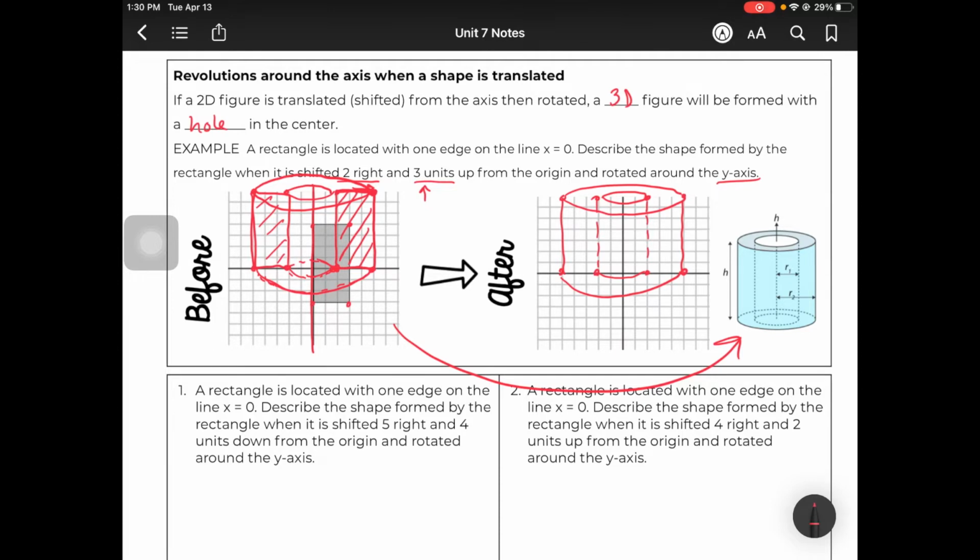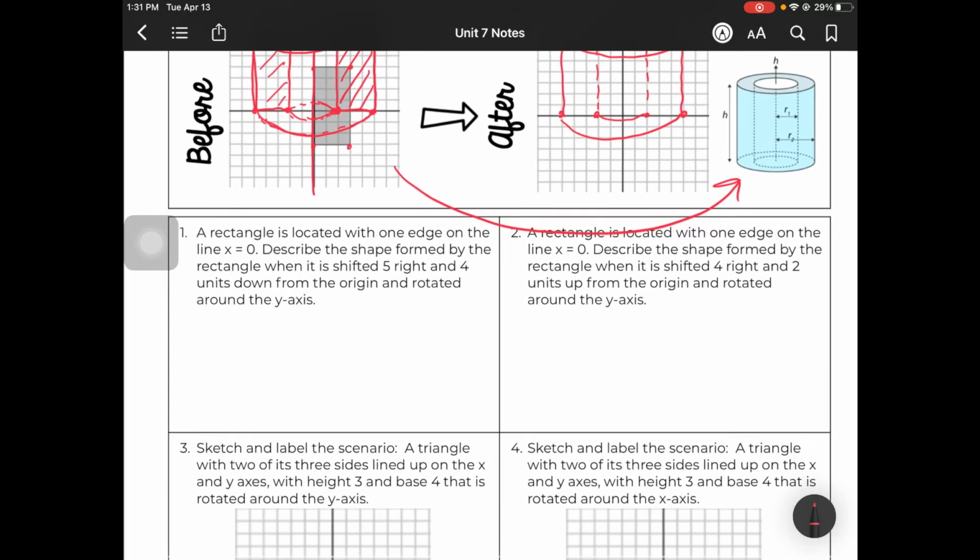Okay, so it looks like that. And so we have a difference of 2 different radii, and then we have a height measurement. We have all those things, but really all I need you to understand is that to describe the shape, it's just a cylinder with a hole through it. Okay?